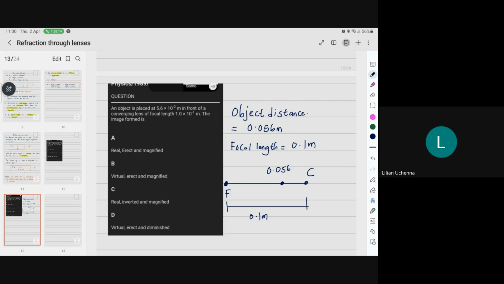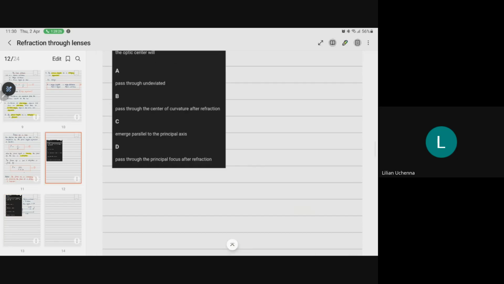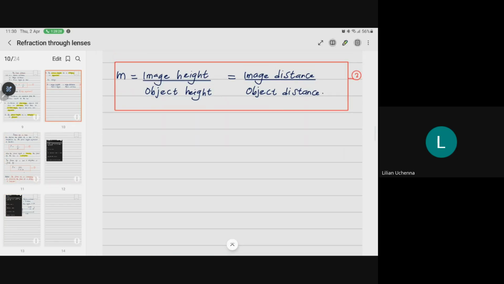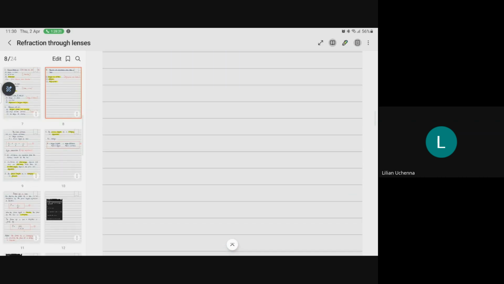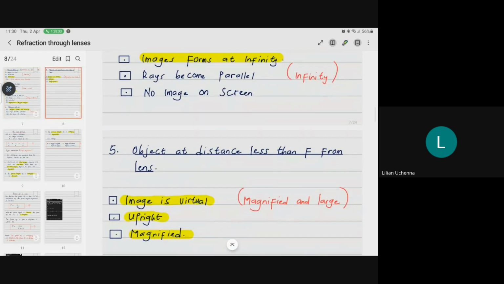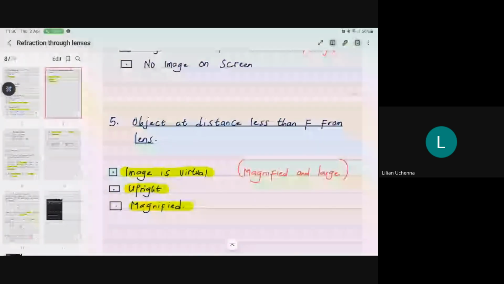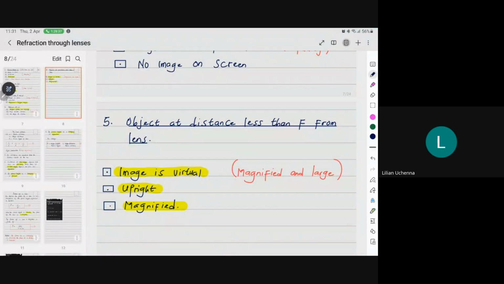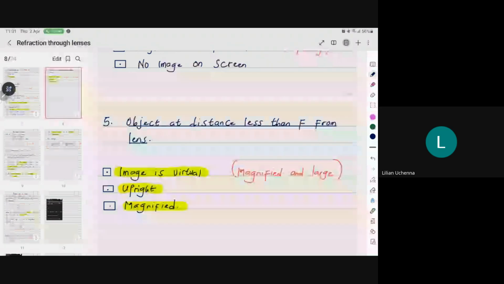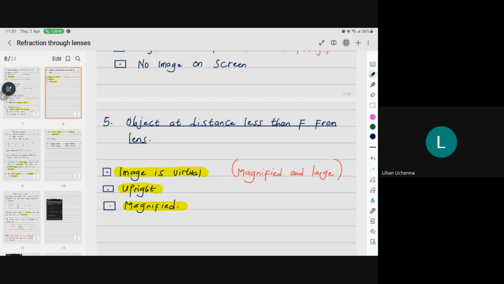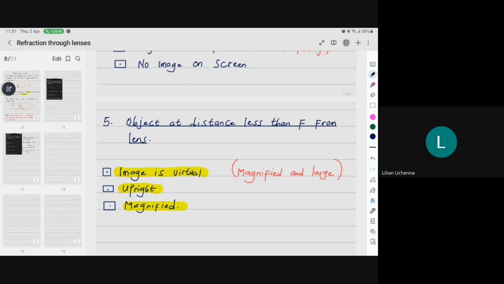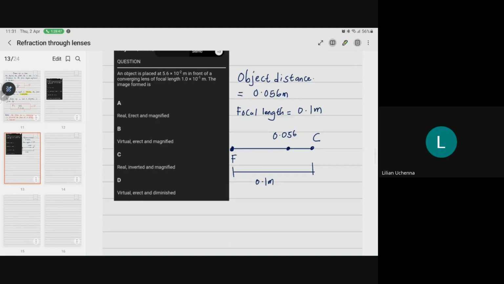Now, what did you pick? You said diminished. This is wrong, Lillian. Because if you check, it simply means that the object is placed less than the focal length. Look at what I wrote here. These things are quite interesting if you guys are following me. There are conditions we gave, and one of the conditions is that the object is at a distance less than f from the lens. So if it's less than f and it's closer, that means it is quite closer to the optical center, right?